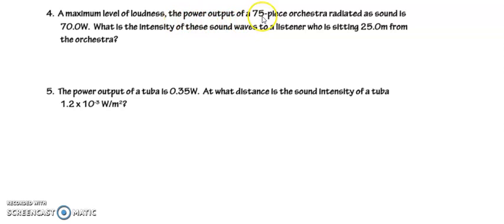The power output of a 75-piece orchestra radiated as sound is 70 watts. Notice the 3 sig figs there. Don't go by this 2 sig fig, go by 3 sig figs. So that right there is your power. Okay, what is the intensity? So we're looking for intensity when you're sitting this far from the orchestra. So that is your radius.